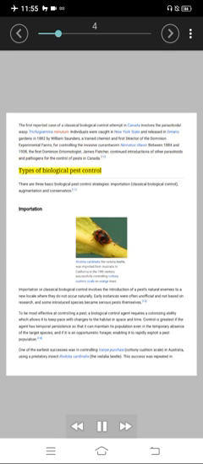Types of biological pest control. There are three basic biological pest control strategies: importation, classical biological control, augmentation, and conservation. Importation: Rodolia cardinalis, the vedalia beetle, was imported from Australia to California in the 19th century, successfully controlling cottony cushion scale on orange trees.